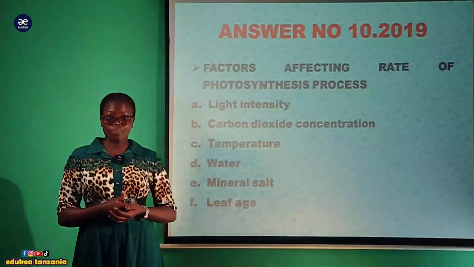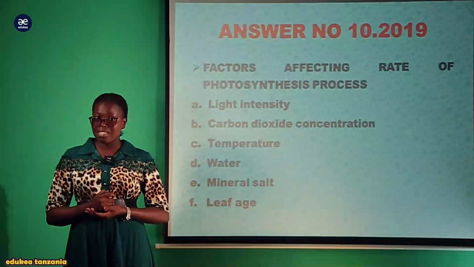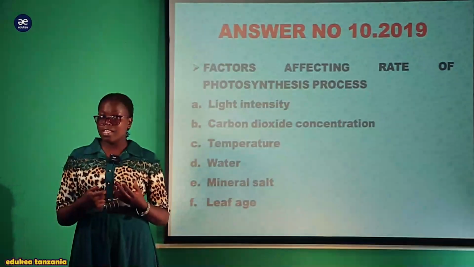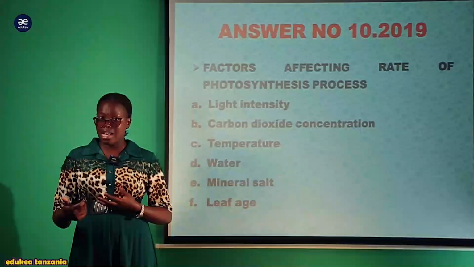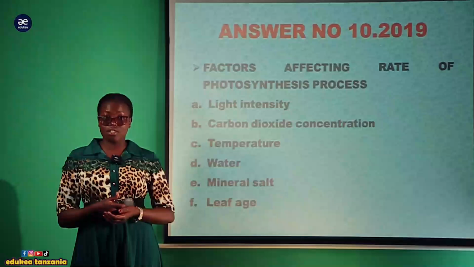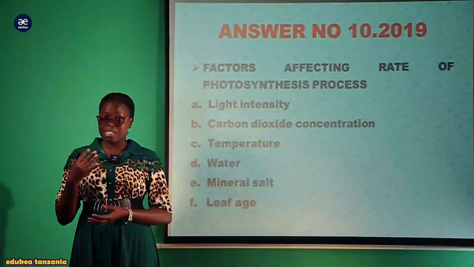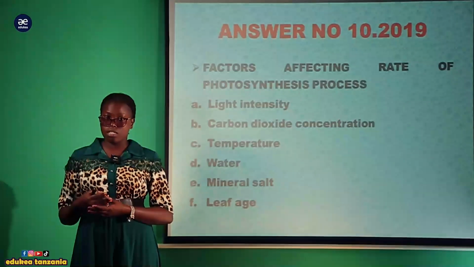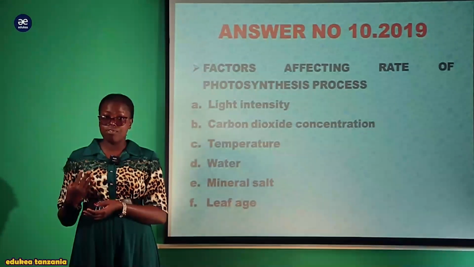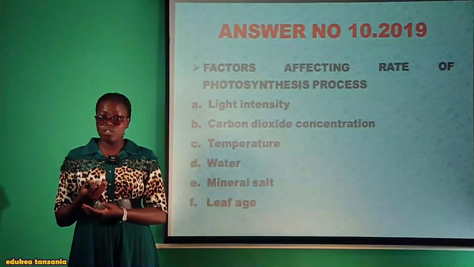Also, another one is water. Water is one of the raw materials required that needs to be split by sunlight to release hydrogen and oxygen. A low amount of water, a limited supply of water, might hinder the process of photosynthesis. Another is mineral salts, like phosphorus, nitrogen and potassium, the main NPK. These are the main nutrients required by the plant for proper growth so as to perform photosynthesis. So a limited supply of these nutrients might hinder the process of photosynthesis.